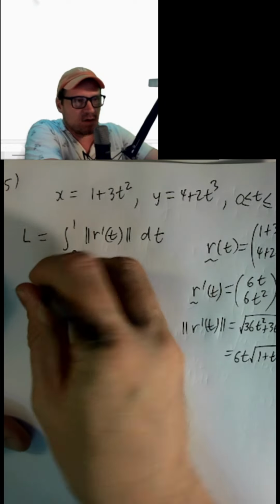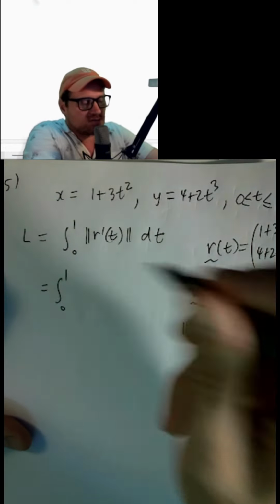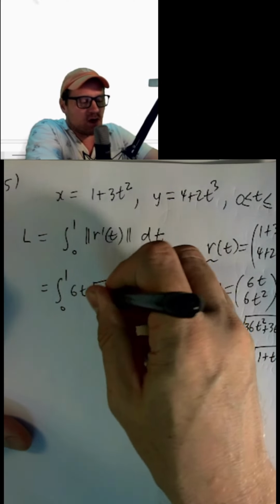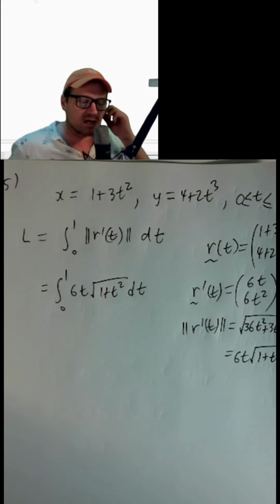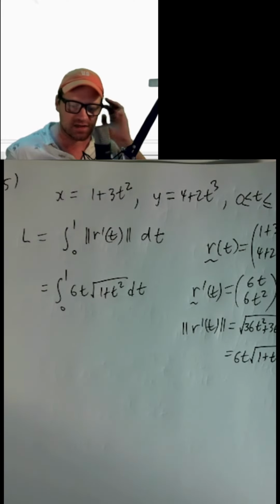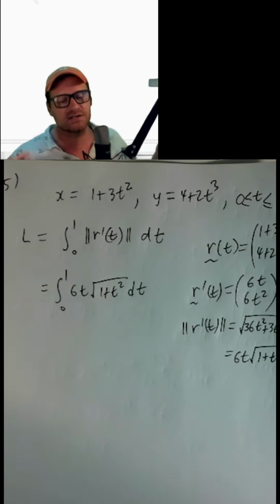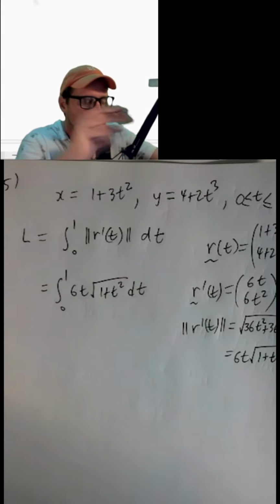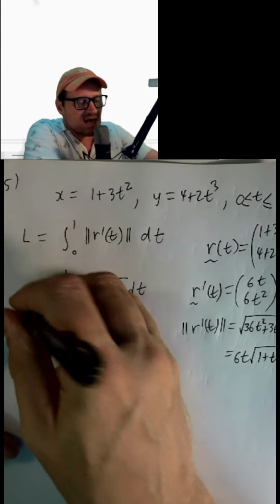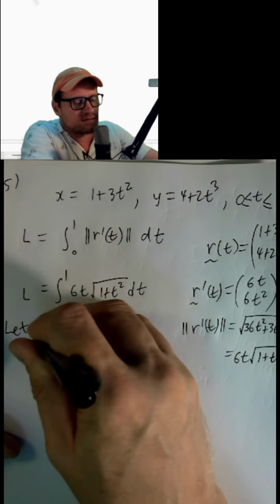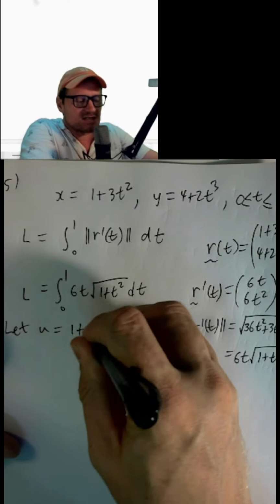Okay, coming back to our integral, we have L equals the integral from 0 to 1 of 6t square root of 1 plus t squared dt. Now that integral looks a little bit hard, but I don't think it is really as hard as it looks. So let's let u be the inside function. It looks like it comes out with substitution here. Now we'll say let u be equal to 1 plus t squared.